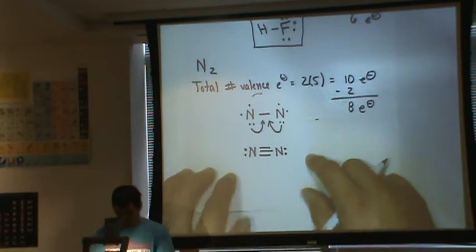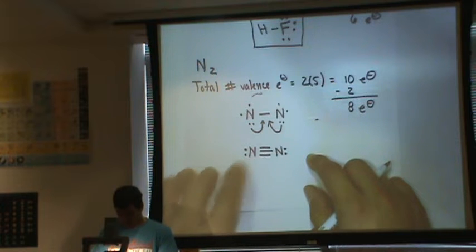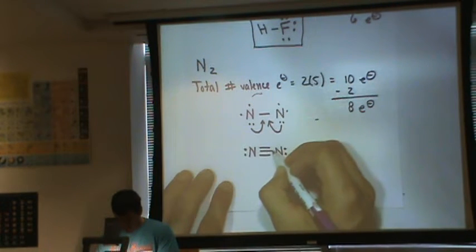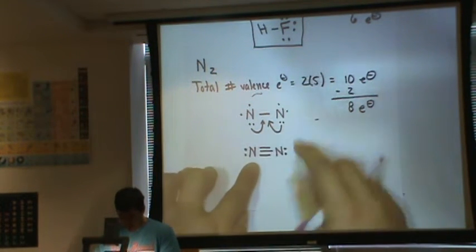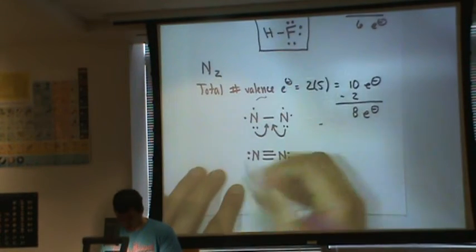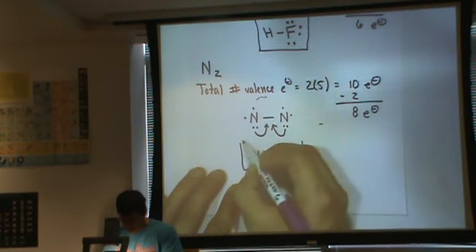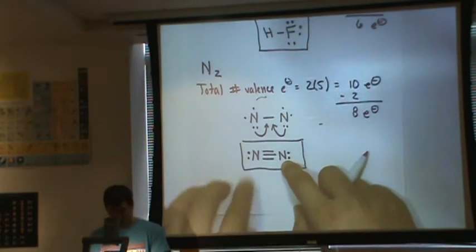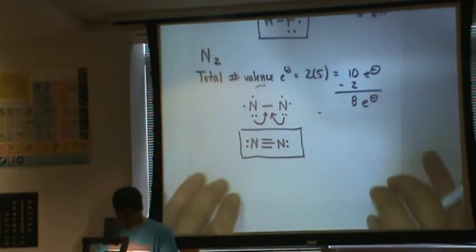So now let's count the number of electrons around each nitrogen atom. We have 1, 2, 3, 4, 5, 6, 7, 8, so that nitrogen's happy. 1, 2, 3, 4, 5, 6, 7, 8, that nitrogen's happy. This is the correct structure for nitrogen gas. It is 2 nitrogen atoms with a triple bond in the middle of it.